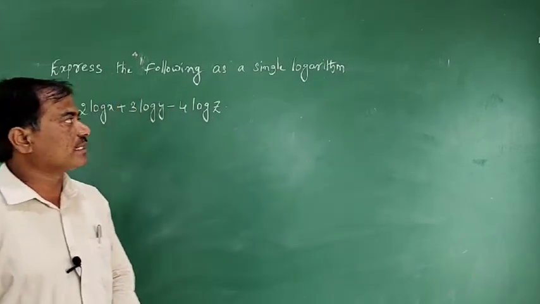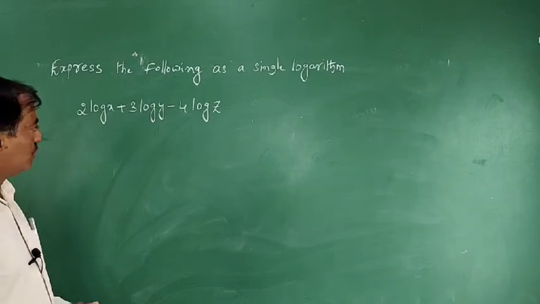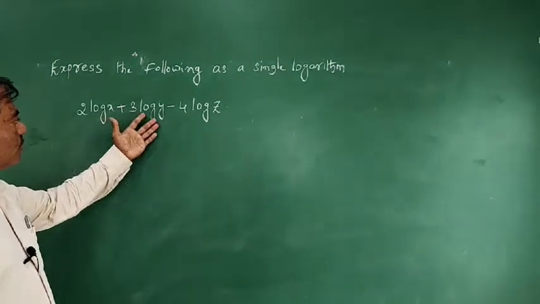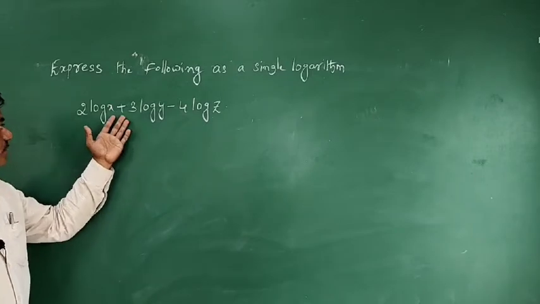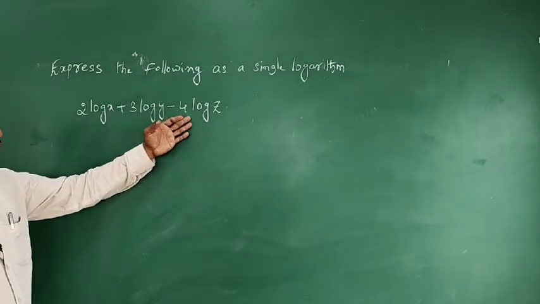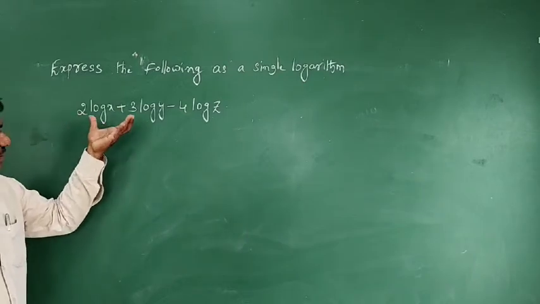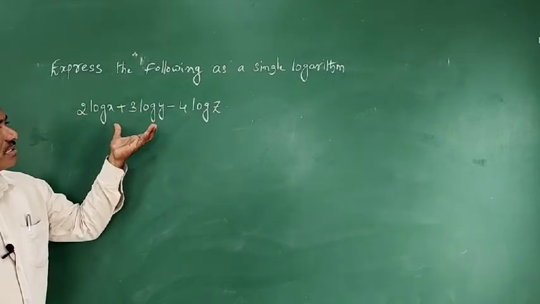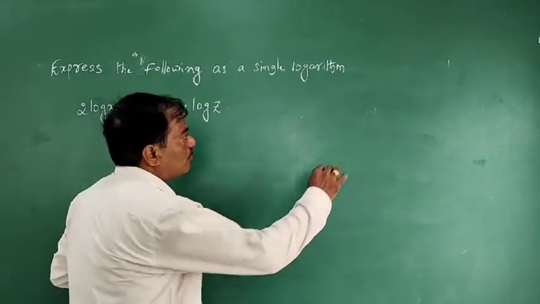Students, now this is one of the examples. Express the following as a single logarithm. Actually, here the combination of 3 logarithmic functions is there: 2 log x plus 3 log y minus 4 log z. So before we express this as a single logarithm, we recall some of the properties. What are the properties here?